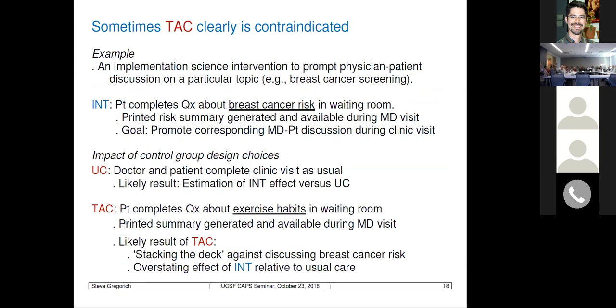Some people have proposed, well, in this context, we need a time and attention control. And I said, well, no, you absolutely do not want a time and attention control, because if you randomize patients to have, say, breast cancer risk reduction on the tablet with a queuing sheet, go talk with your doctor, you're trying to promote breast cancer related discussion with the doctor. If the other patients who are assigned to the control get exercise, then what are they going to do? They're going to go in the visit and talk with their doctor about exercise. That's going to distract them from talking about breast cancer screening. So you're stacking the deck against your outcome of interest. It's really clear here that you're stacking the deck and you're going to overestimate the effect of your experimental intervention. But in some other cases, it might not be as clear.